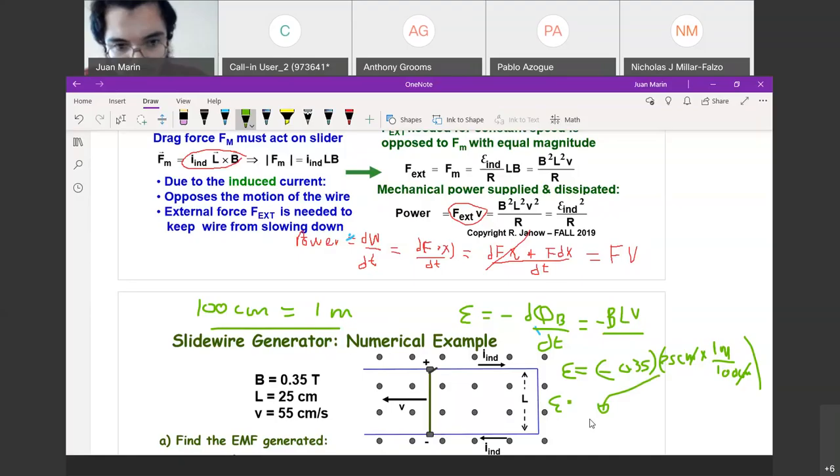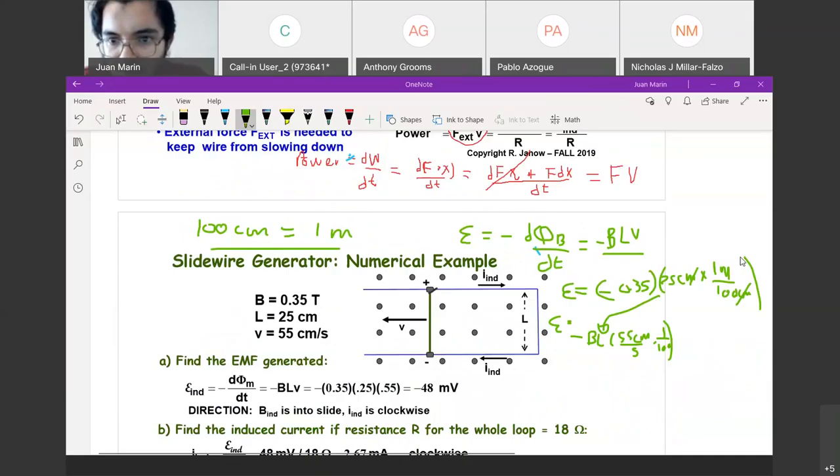So I have space here, so you just do that EMF expression. Let's call it just BL times V, times 55 centimeters per second. Then of course 100 divided by 100, then you should get the answer. Any calculators? All right, so let's keep moving on. So you get minus 48 millivolts. You use the same dimensional analysis.